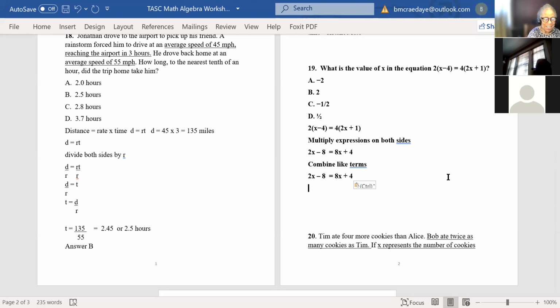Anything across the equal sign, you change the sign. So what are you going to do first? You're going to combine your x's, and combine your constants. No, so combine the x's first. Tell me what to do to combine the x's.